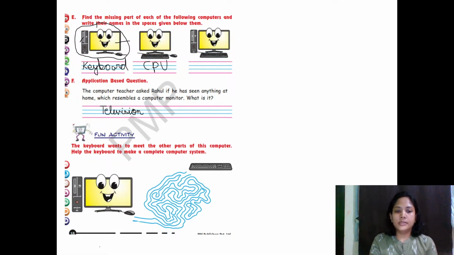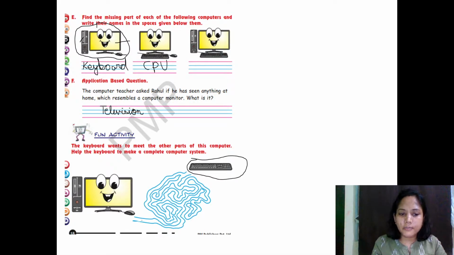Okay, now see here, this is a puzzle. The keyboard here wants to meet this computer. Now what you have to do is help the keyboard to complete the computer system. So I will start going from here and then you have to find your way. This, children, you will do on your own. Okay, and show it to ma'am. You will send your pictures on WhatsApp after completing this book exercise. I hope you have understood.